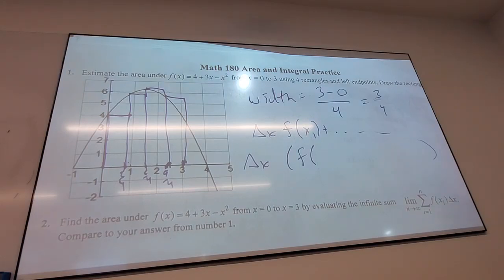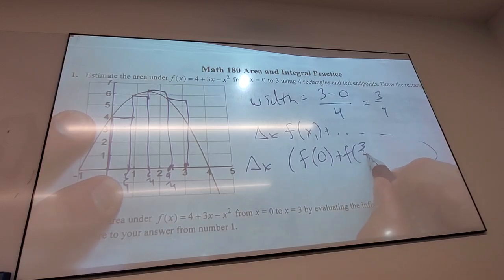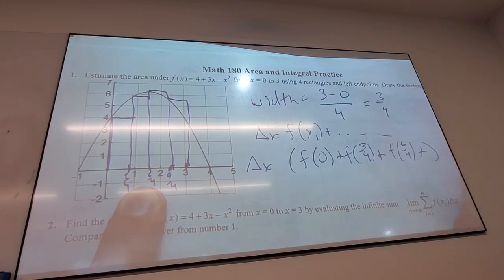It stays the same. So the first one's going to be evaluated at 0, is that cool? Next one's evaluated at 3/4. Then 6/4. And then 9/4.